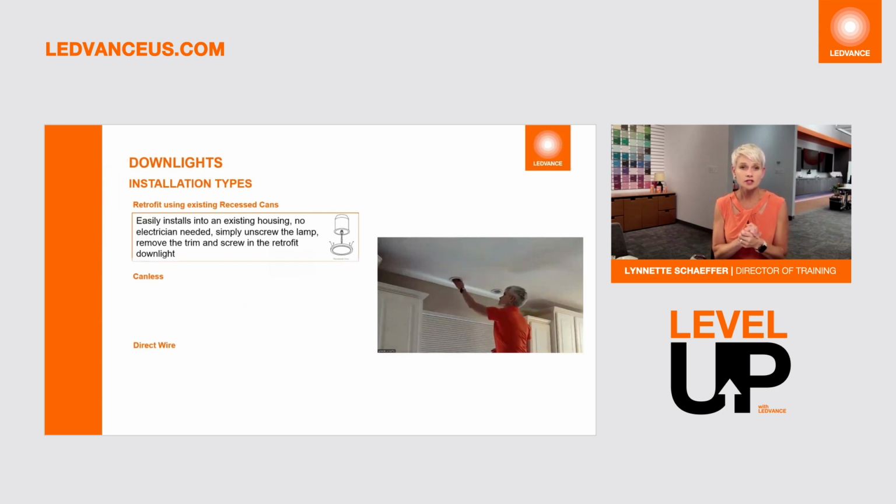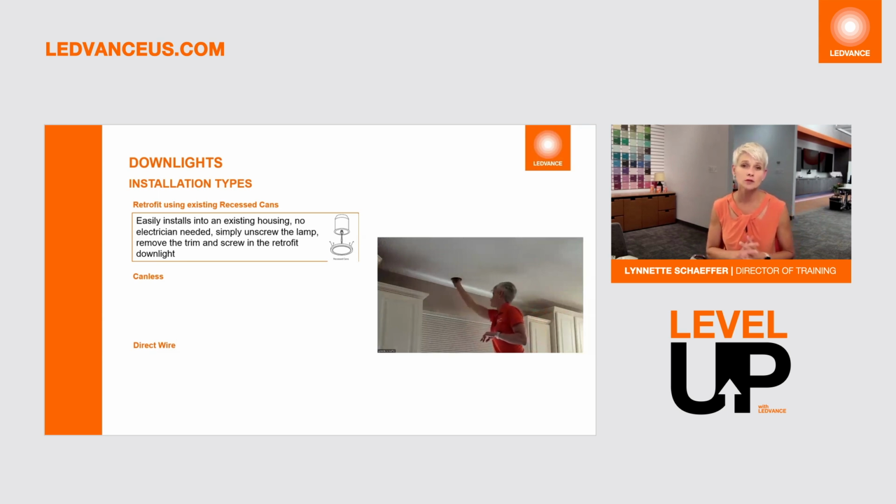Now, the other thing that you need to think about when it comes to downlights is how they install. So there are three different types of main installations. Retrofit into an existing housing. You can also use a remodel situation with a canless design. You can also put it in a new construction, or you can have a direct wire approach.